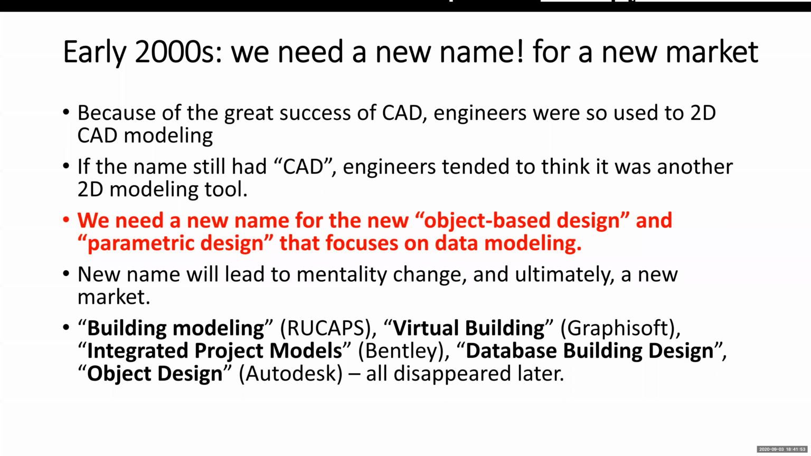So we need a new name to describe the new object-based design and the parametric design to focus on data modeling, not just geometry modeling. And the leaders at the time believed that the new name would lead to a mentality change and ultimately lead to a new market. So the companies started to give their own suggestions, names like building modeling, virtual building, integrated project models, database building design, object design, all of which disappeared later.